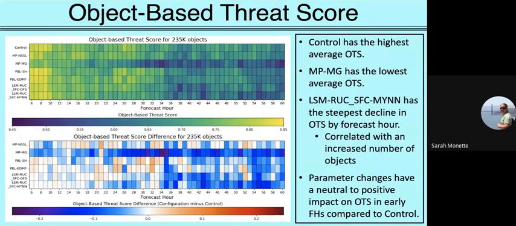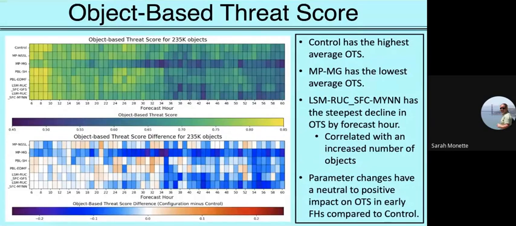So basically what that means is that the control setup, when it came to comparing the distance between objects, the area of objects, and a couple other things, and overall how many objects were matched, was the best model. MPMG, which uses a Morrison-Gettelman microphysics, had the lowest average OTS.